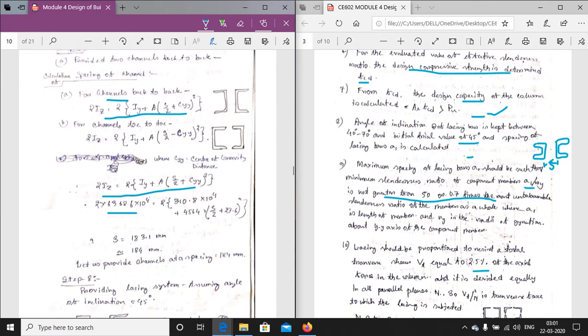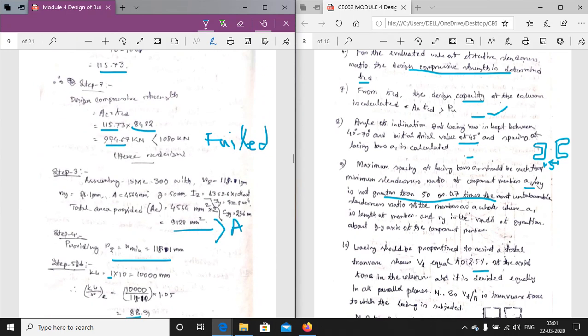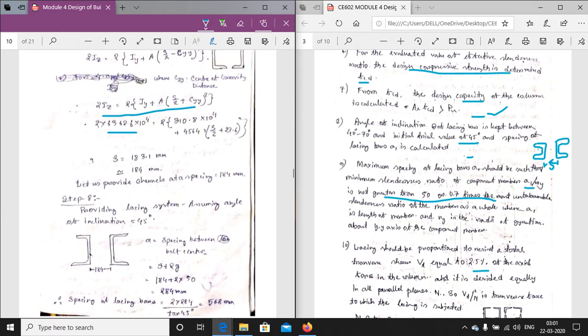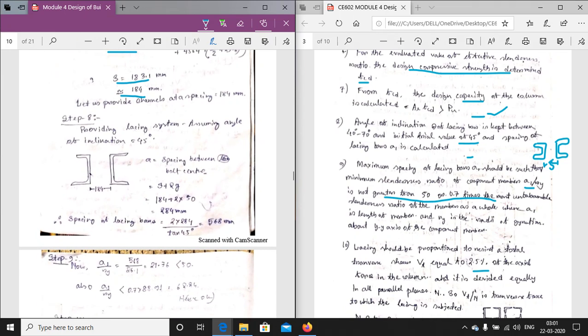IZ, IY, CYY, the CYY value is also written here, 23.6 it is written here. So putting all the values, we are getting S by 2, S equals to 183.1, taking the value to be 184 millimeter. So let us provide the channels at a spacing of 184. So S equals to 184 we have got.